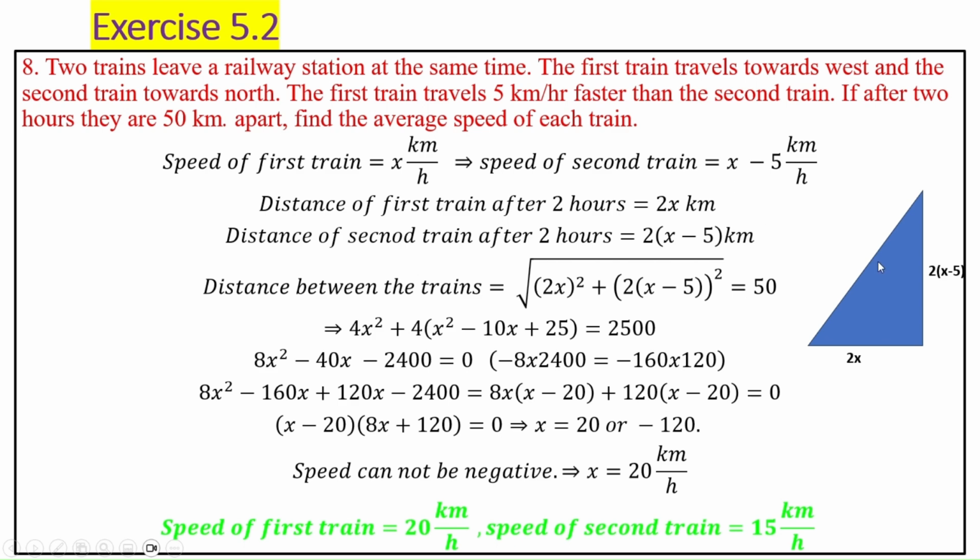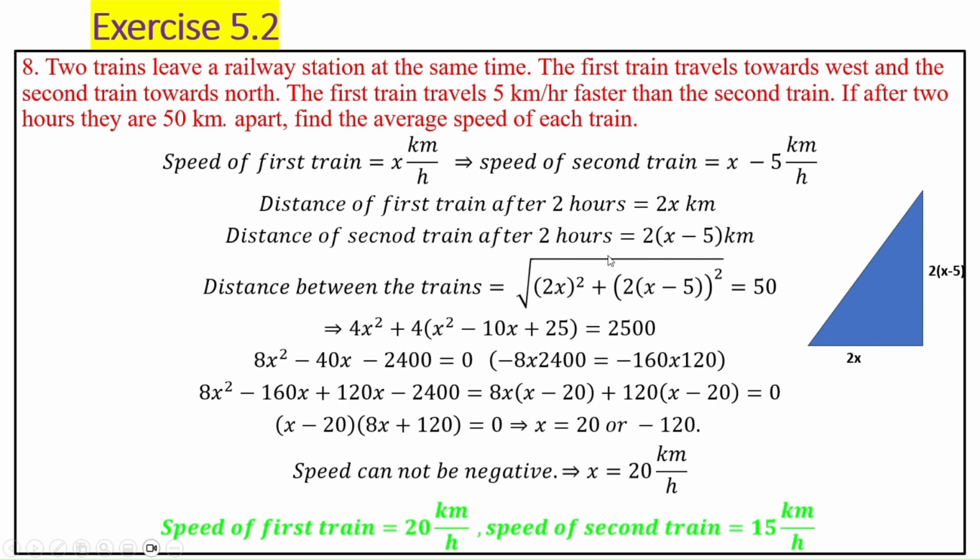Okay. Look at the triangle here. The first train is traveling towards west, this side. The second train is traveling towards north. So they are going in perpendicular directions like this. Okay. The first train is traveling 5 kilometers per hour faster than the second train. If x is the first train speed, then the second train speed is x minus 5 kilometers per hour.